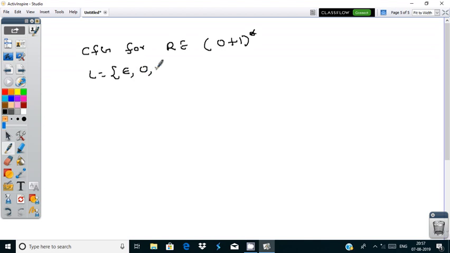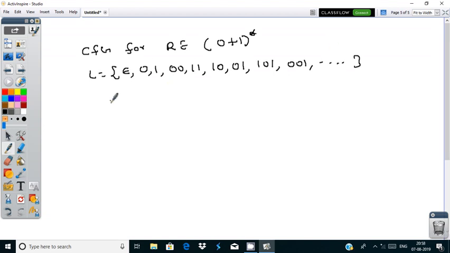0 may occur 1 time, 1 may occur 1 time, 0 may occur 2 times, 1 may occur 2 times, and 1 0 may occur, 0 1 may occur, 1 0 1 may occur, 0 0 1 may occur. So all possibilities should be considered. The best way of doing this is to write the grammar which generates both zeros and ones repeatedly.